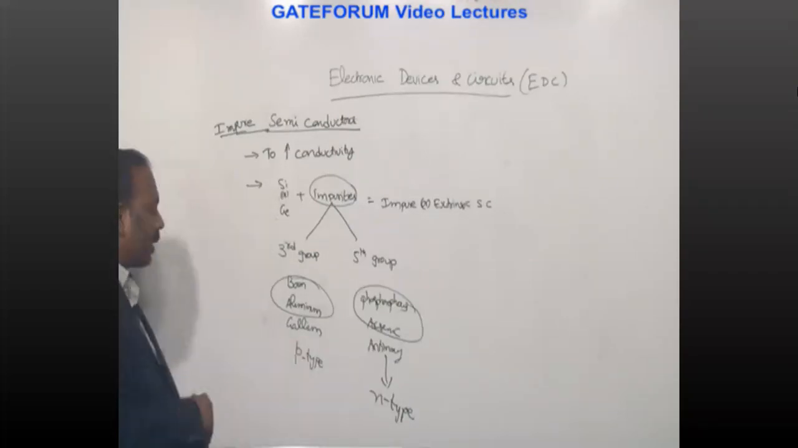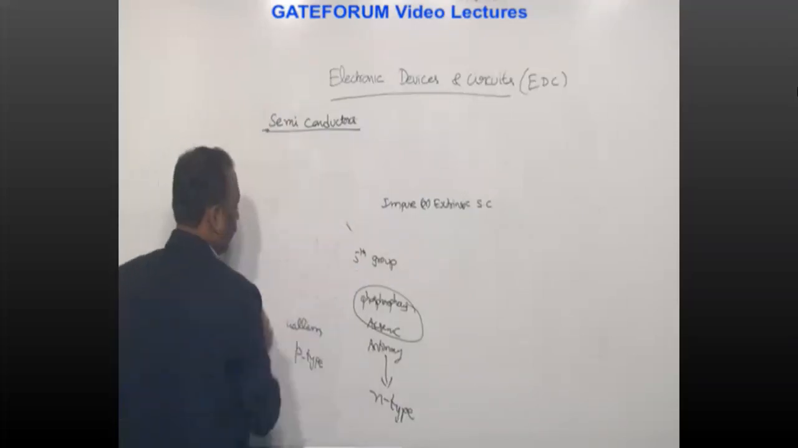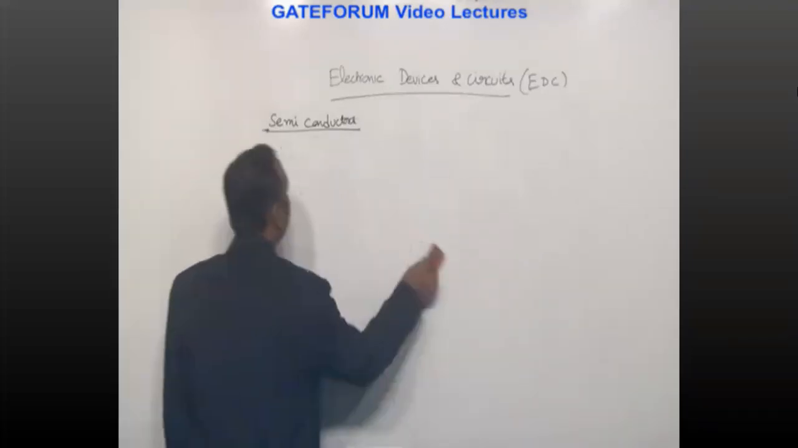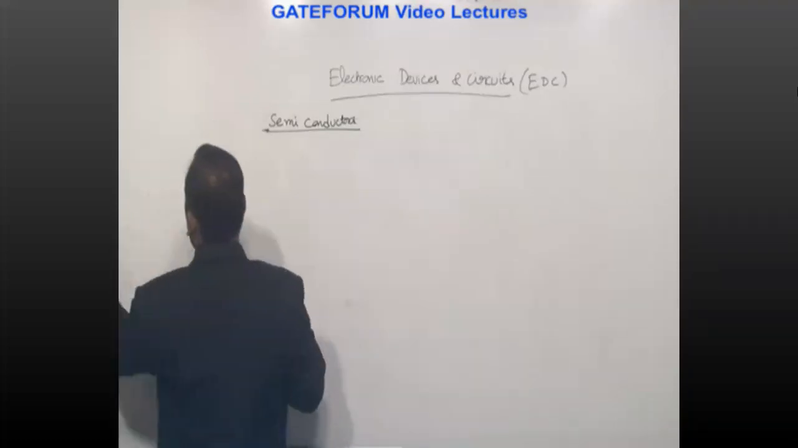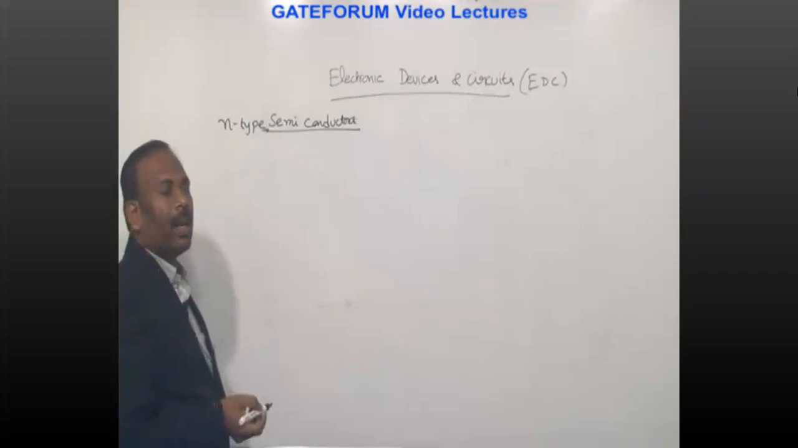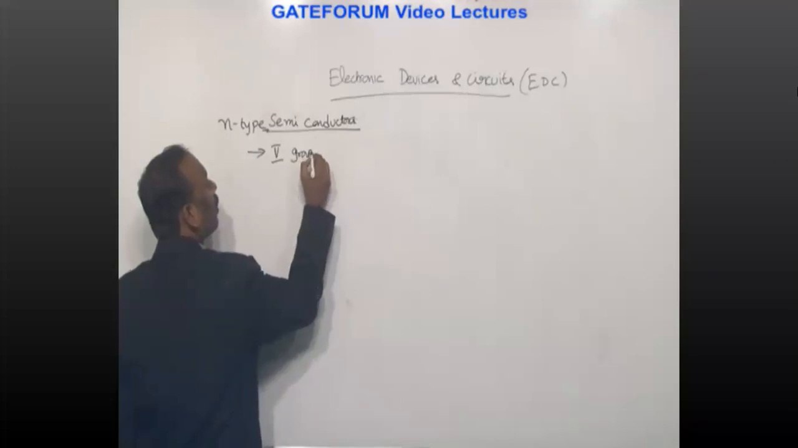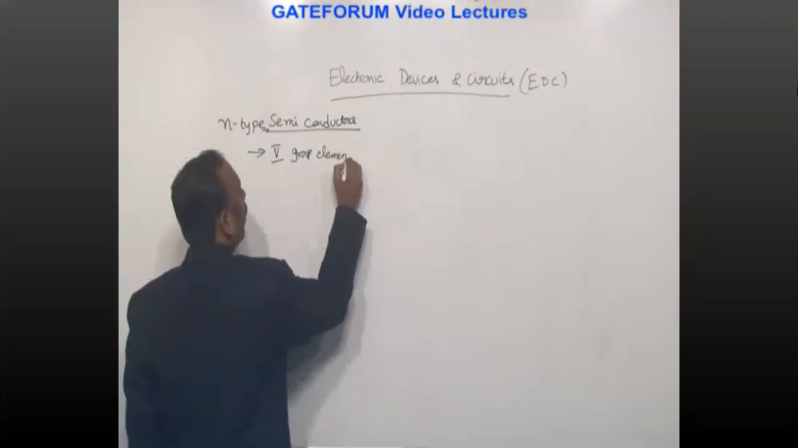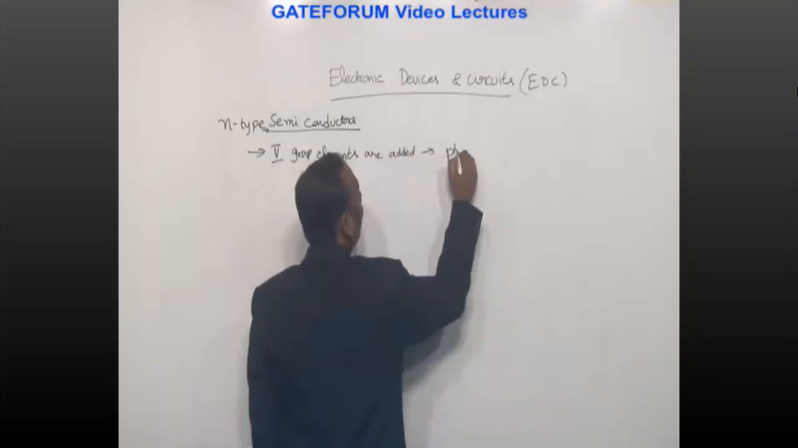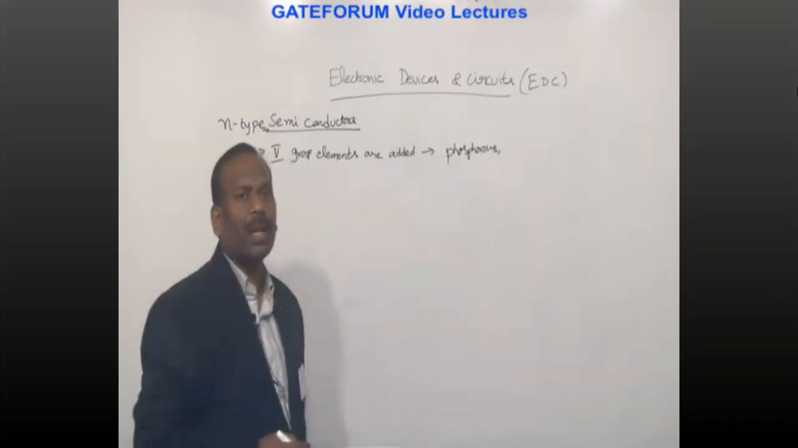Now we'll start with the first one, the n-type semiconductor. Here we are adding fifth group elements, for example phosphorus and arsenic, the most commonly used ones.